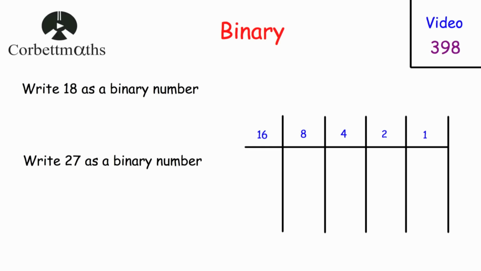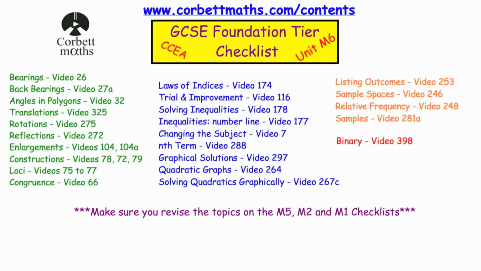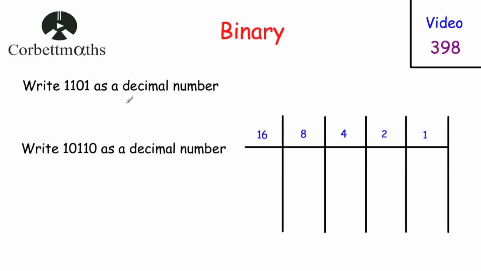And on our revision checklist, we've only got one number topic here, which is binary. We're going to look at how to write binary numbers as decimal numbers and how to write decimal numbers as binary numbers. And this is video 398 in Corbettmaths. So our first question says, write the number 1101 as a decimal number. If we want to write this binary number as a decimal number, I start off by writing down these column headings where I write 1, and then times by 2 is 2, times by 2 is 4, times by 2 is 8, times by 2 is 16, and so on.